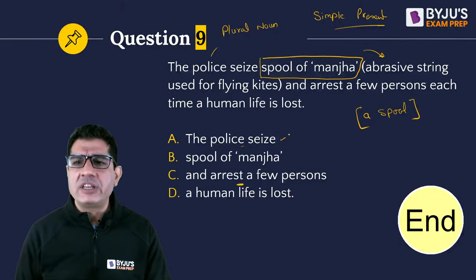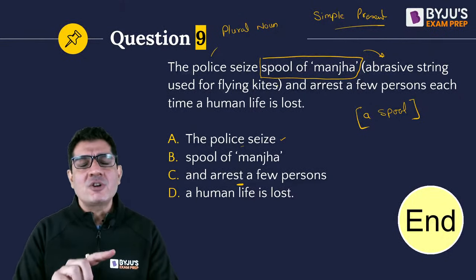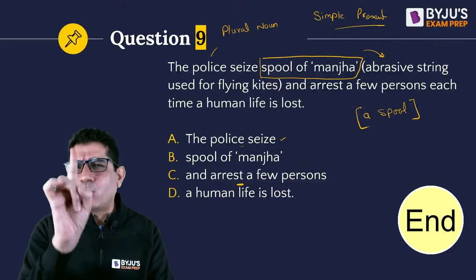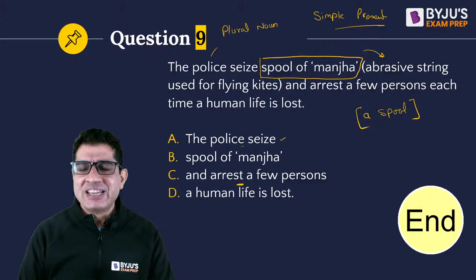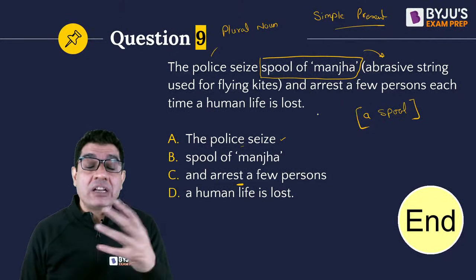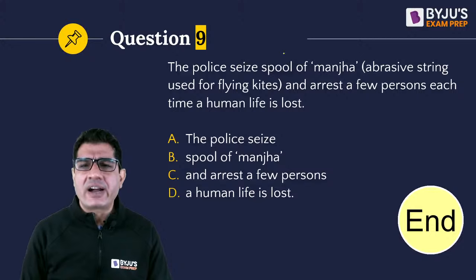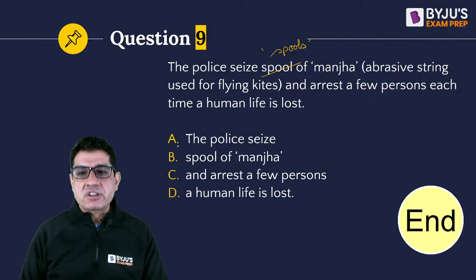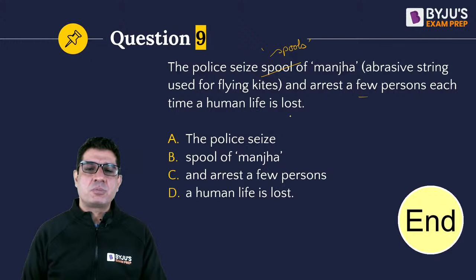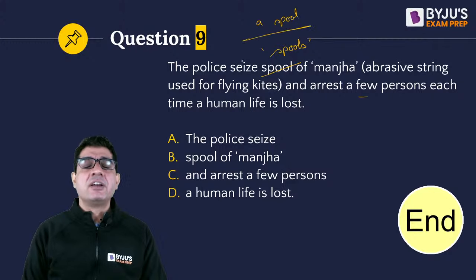But I think we need to bring in a different change. Police will not go out and seize only one spool of manja. They are likely to seize multiple spools, and therefore I'd suggest that instead of using spool, we use spools. So the police seize spools of manja and arrest a few persons each time a human life is lost. So either spools or a spool, both of them will make it grammatically correct, but I think spools is going to be logically better. And that is why our answer here is option B.